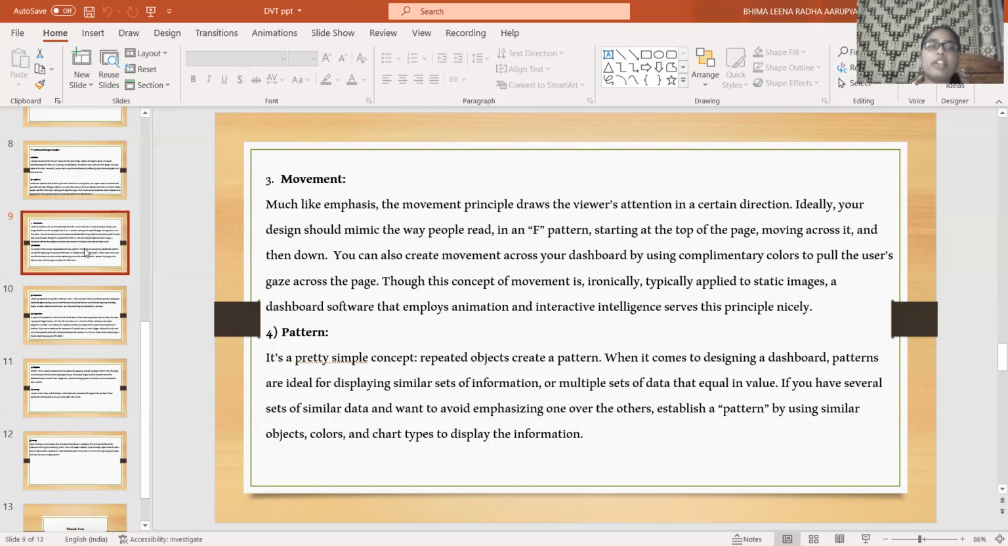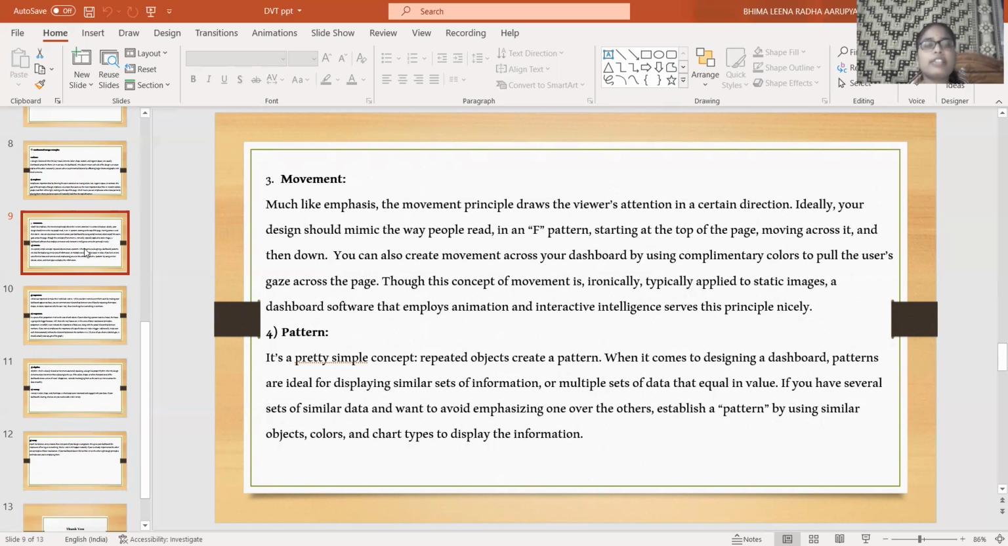Pattern. The fourth one is pattern. It's a pretty simple concept. Repeated objects create a pattern. Yes, right? Repeated objects will create a pattern. When it comes to designing a dashboard, patterns are ideal for displaying a similar set of information or multiple sets of data that are equal in value.